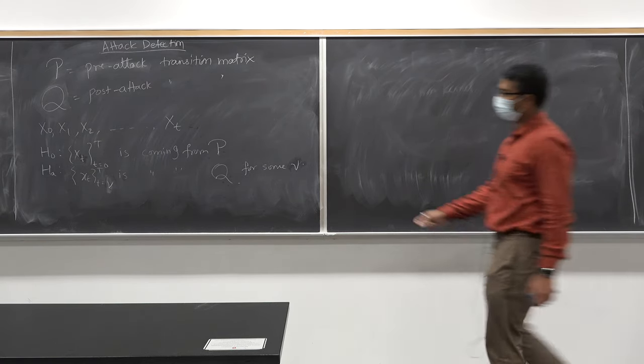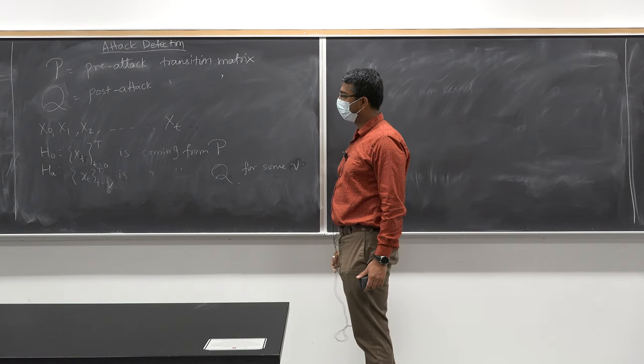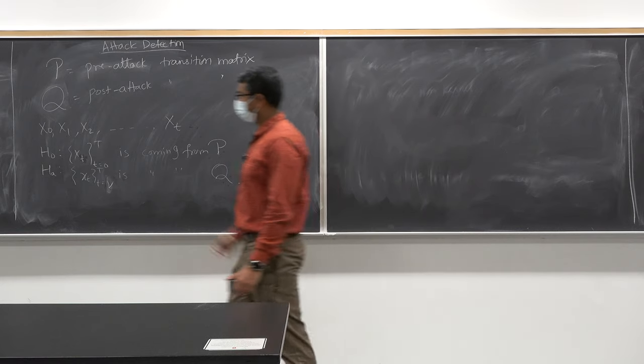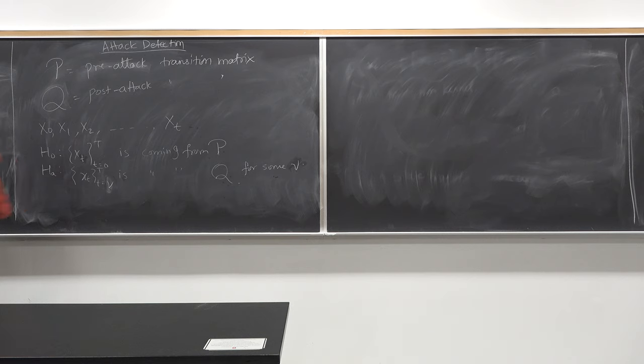Now, this is a problem that I need to solve, and I need to come up with a test. So this is the hypothesis test that I need to figure out how to reject the null hypothesis or reject the alternate hypothesis. So what I have to come up with is the test statistic and the rejection region. Okay? Those are the two things that are needed.